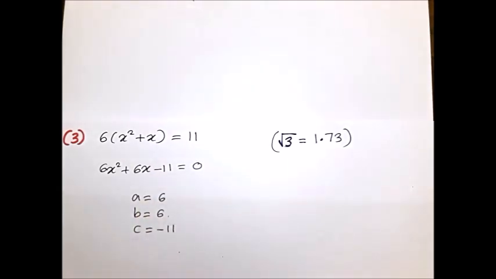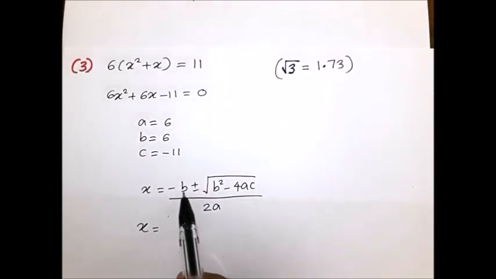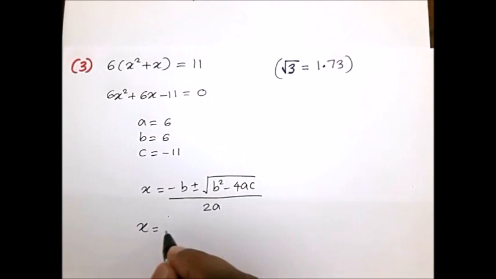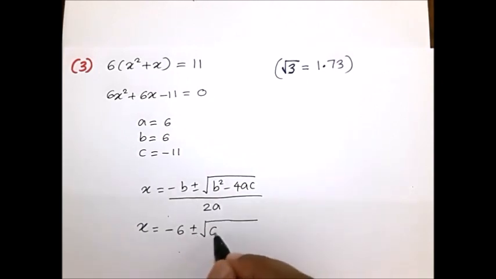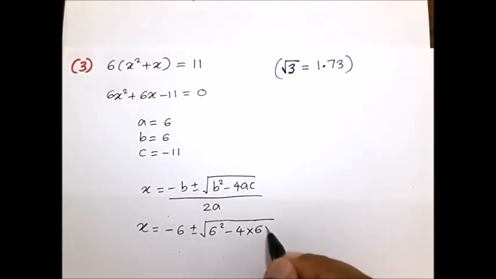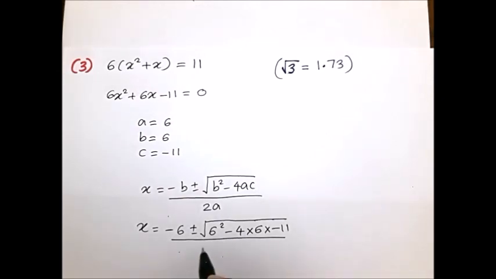Now substitute these values into the quadratic formula. Minus B. Here B is 6, so minus 6. Plus or minus square root of B to the power 2, it is 6 to the power 2, minus 4 multiplied by A, which is 6, multiplied by C, which is minus 11. Divide by 2A, 2 multiplied by 6.